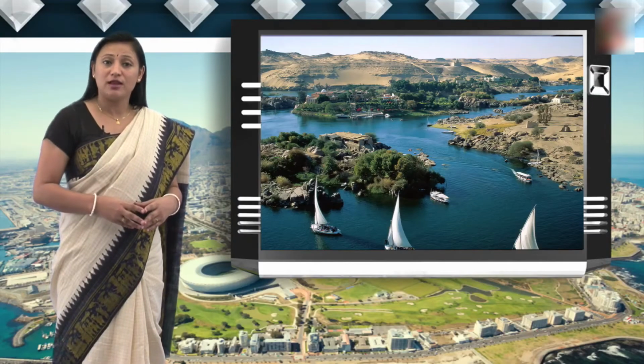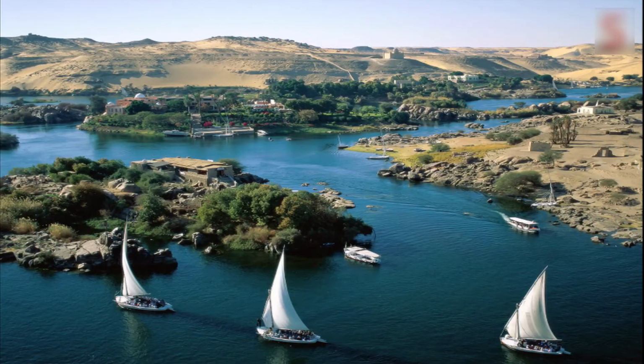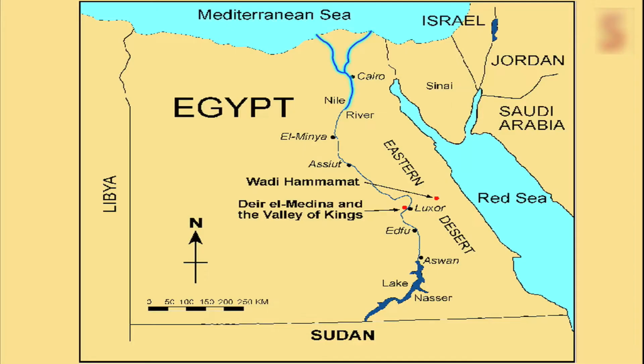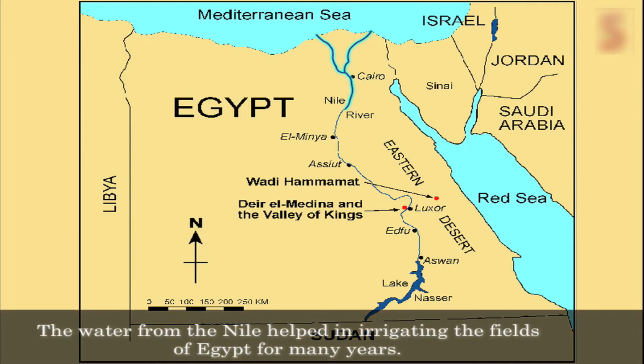The River Nile also flows through Egypt, which is mostly a desert region. The Nile has helped a great deal in the development of a civilization in the desert, the Egyptian civilization, which is 1000 years old. The water from the Nile helped in irrigating the fields of Egypt for many years.